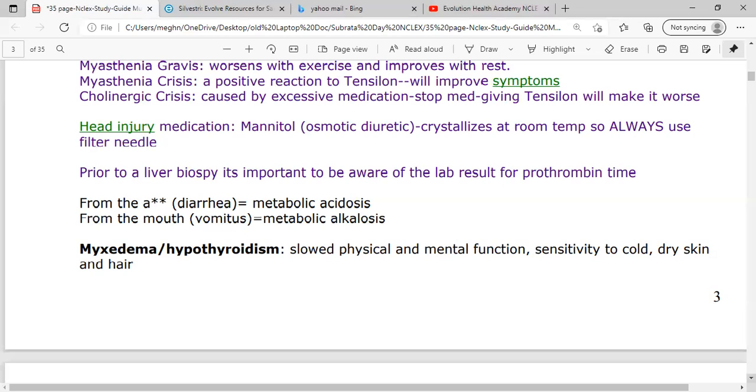In case of hypothyroidism, slow physical and mental function. In hypothyroidism, T3 and T4 go down, but TSH goes up. Also sensitivity to cold, dry skin, and dry hair.